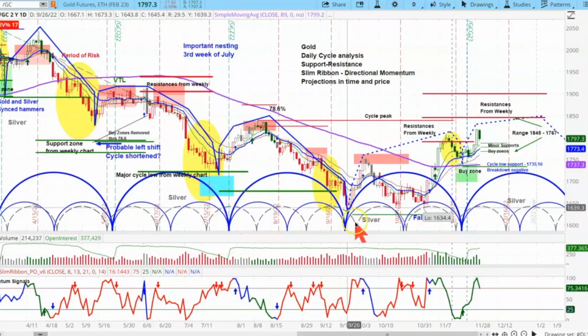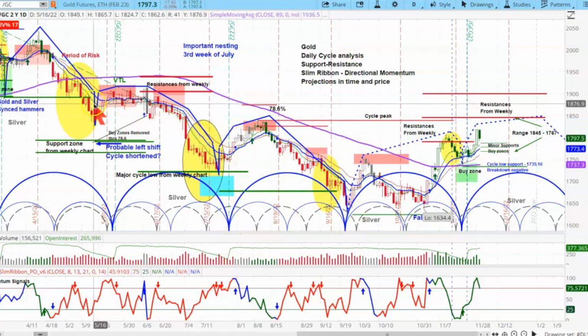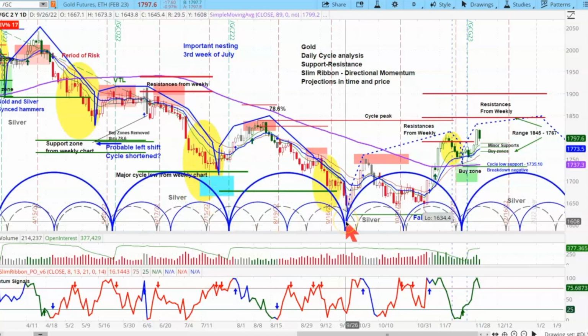You see that also right over here. These yellow areas are the periods of risk where there is a strong likelihood of a decline because you have multiple cycles moving to the downside, as you see right here and here.